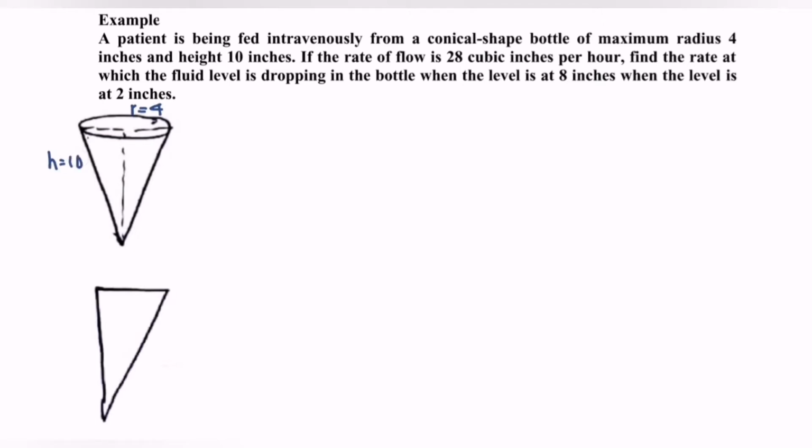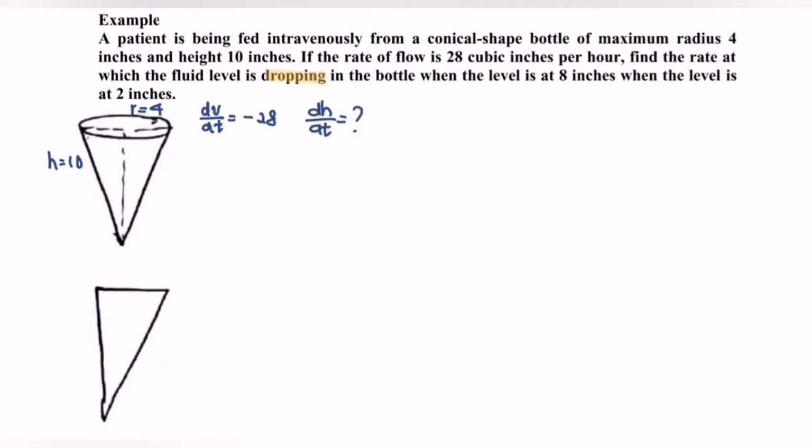If the rate of the flow is 28 cubic inches per hour, meaning that we have dV/dt is equal to negative 28. Find the rate at which the fluid level is dropping. The fluid level means the value of H, so our focus will be dH/dt. Automatically we know it will be negative because it is dropping.